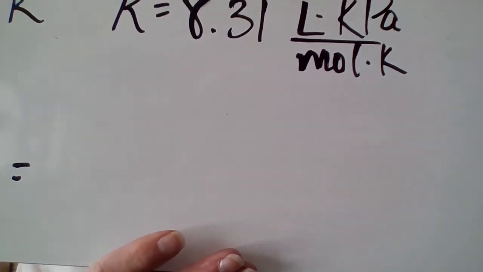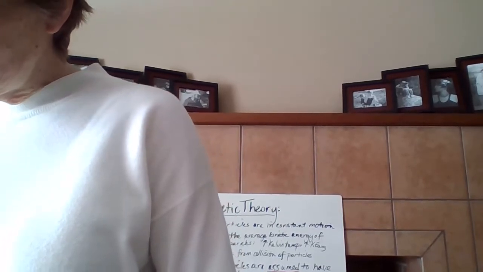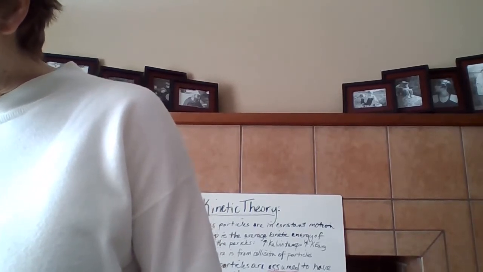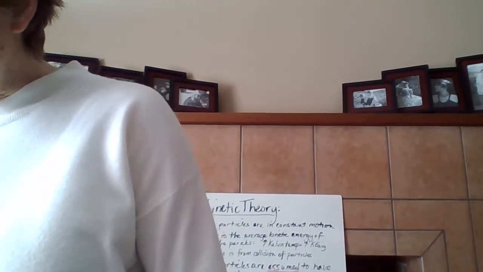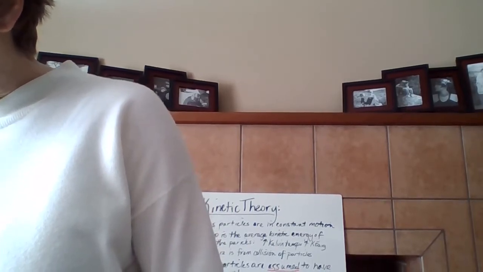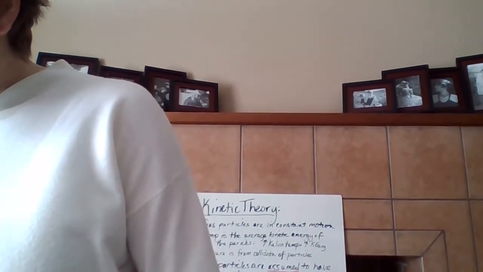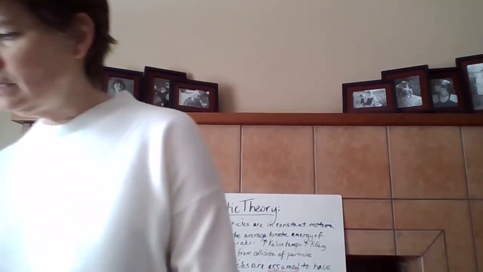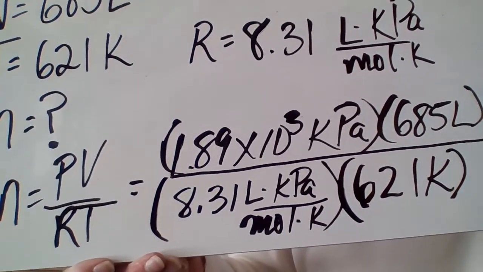And now I'm going to plug in the values. My P value, my pressure, is 1.89 times 10 to the third kilopascals. I'll multiply that times my volume of 6.85 liters. And you need to make sure that you put units in here. On the bottom, I'll put 8.31 liters times kilopascals per mole Kelvin times the temperature, which is 621 Kelvin. So this is the work that I've set up. That is N equals all of that.